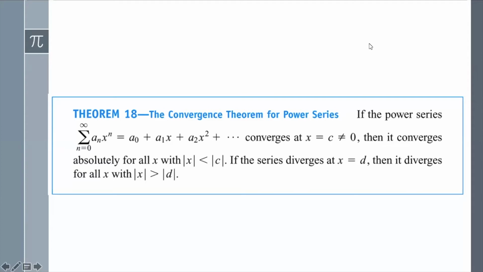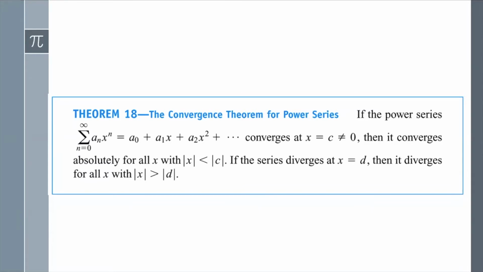All right, that brings us to the convergence theorem for power series. If the power series sum n equals 0 to infinity of a sub n x to the n converges at x equals c, which is not 0, then it converges absolutely for all x with the absolute value of x less than the absolute value of c. And if the series diverges at x equals d, then it diverges for all x with the absolute value of x greater than the absolute value of d.